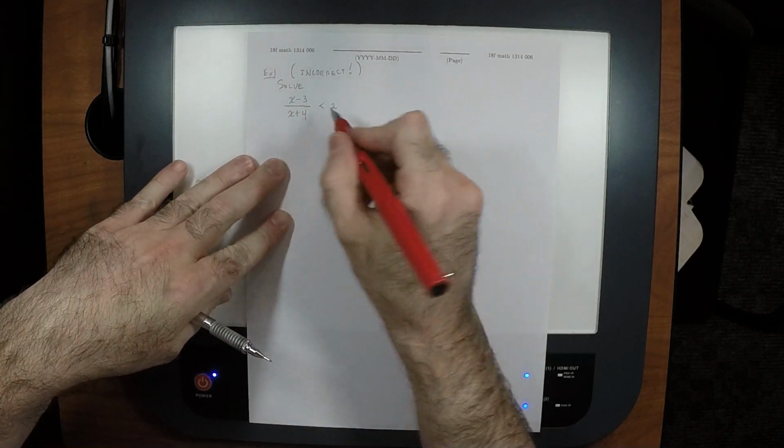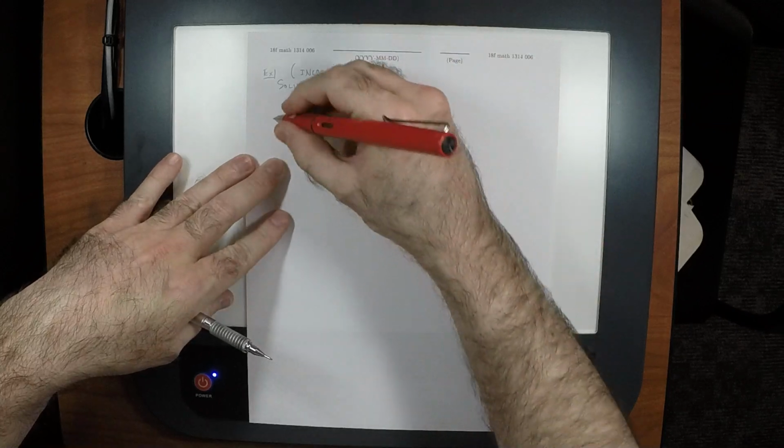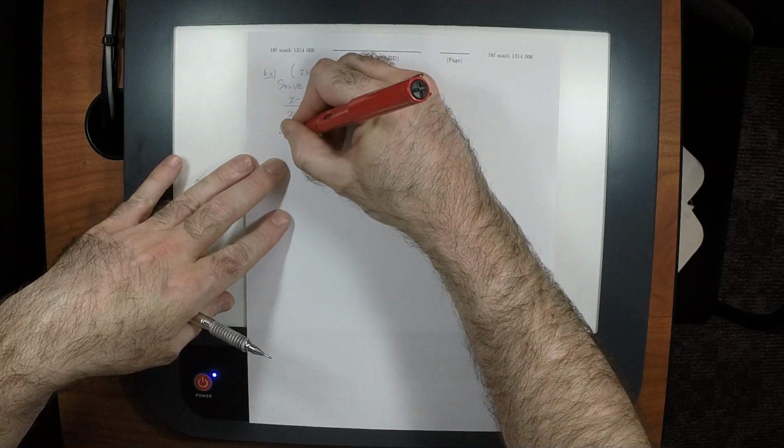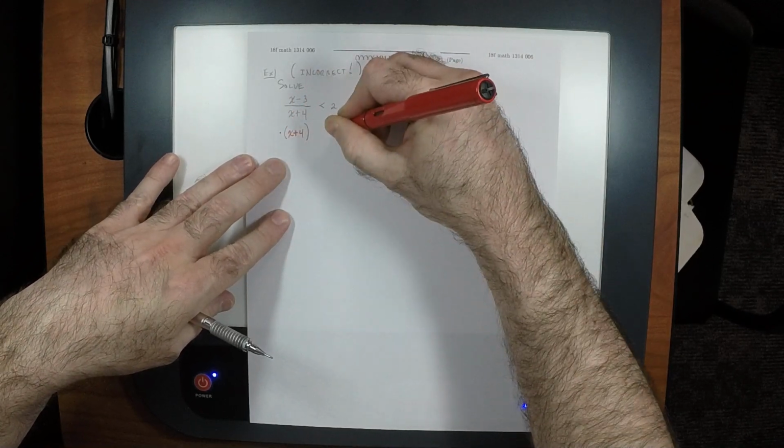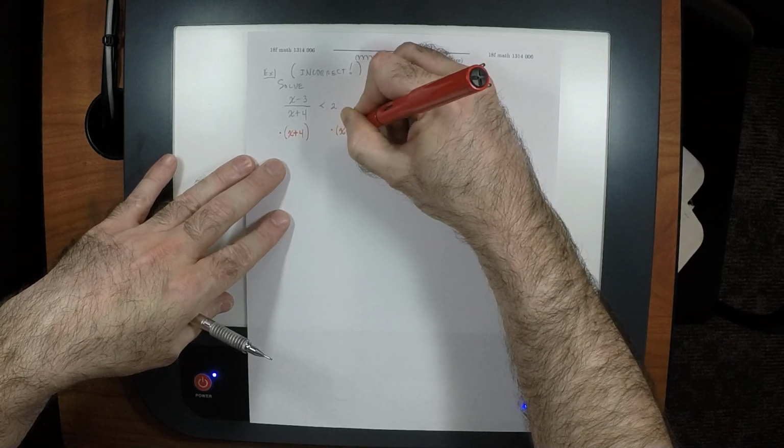So all right, I want to solve for x. Good. So the first thing I'm going to do is I'm going to multiply both sides by x plus 4 because I need to get rid of that fraction.